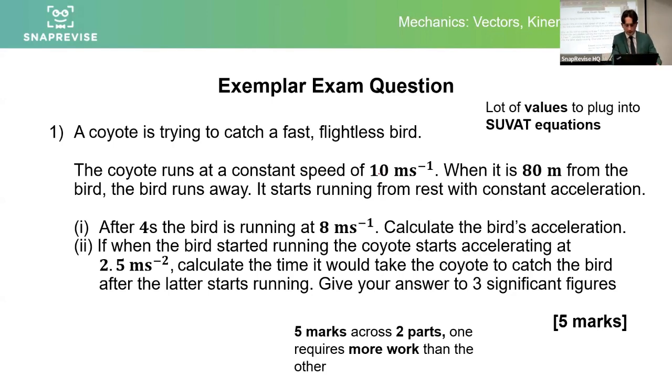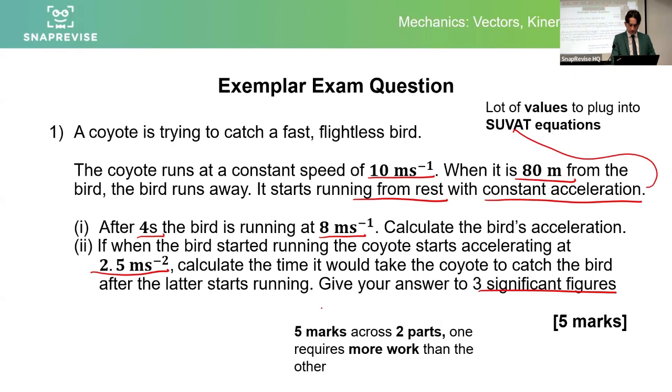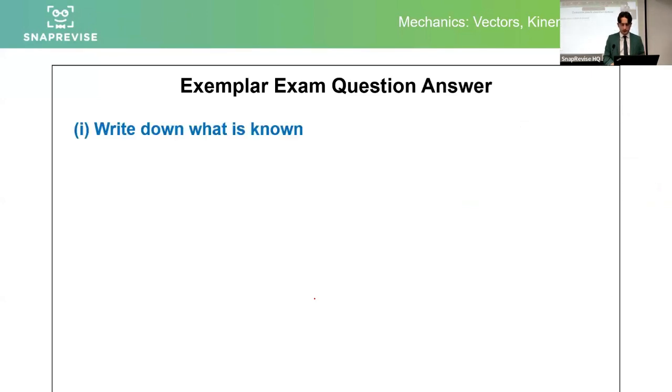So speed of 10 meters per second, 80 meters, from rest. Constant acceleration tells us it is suvat. At 4 seconds, that speed. There we go, that's the acceleration. 3 significant figures for the answer. So there's loads to sub in. 2 moving bodies with 2 different conditions. That's another key thing to look out for. So let's write down what we know.